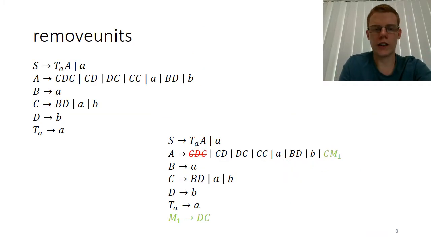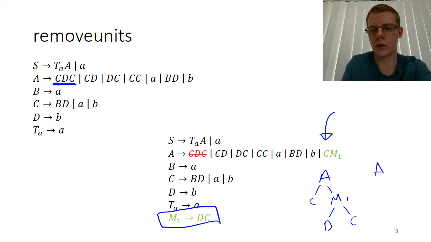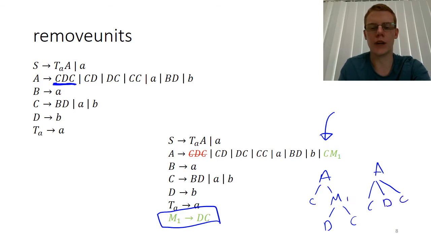Concretely for our example, there is only one long rule that we end up with here, and that is A goes to C, D, C. So we remove that rule, and we add in A goes to C M1, and then we add in the new rule M1 goes to DC, and we can still produce everything that we could before, because A goes to C M1, M1 goes to DC, which still lets us produce everything we were able to produce before with just A goes to CDC. But now we don't have any rules that are longer than 2.